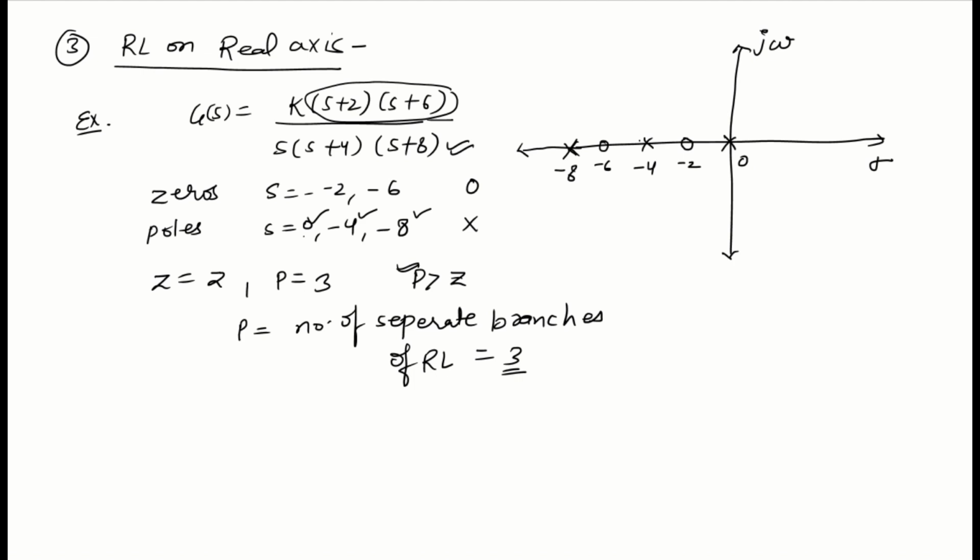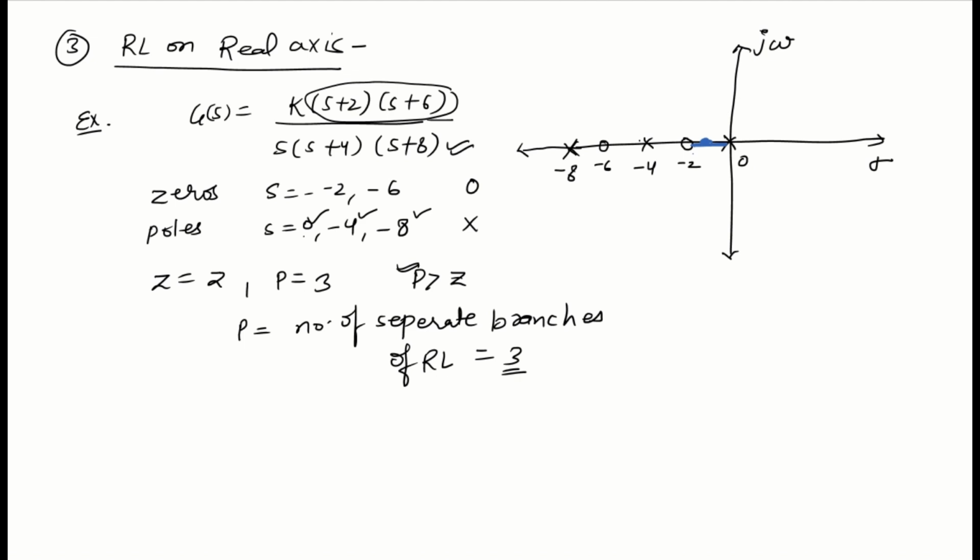Now I want to determine which section of the root locus lies on the real axis. Suppose this is the first section, let me highlight this part. This is the first section here, from 0 to minus 2. So from 0 to minus 2, suppose we have a point here, and we want to find out whether this point lies on the root locus on the real axis or not.